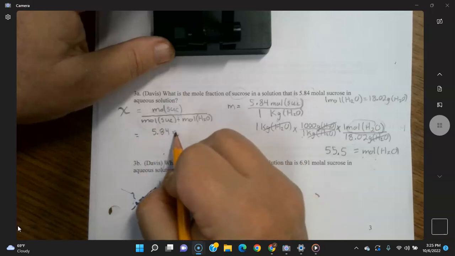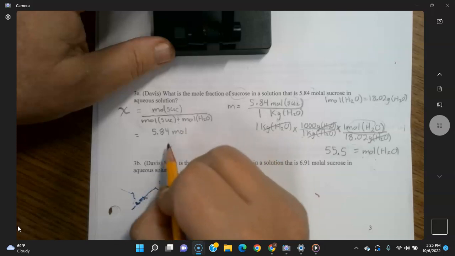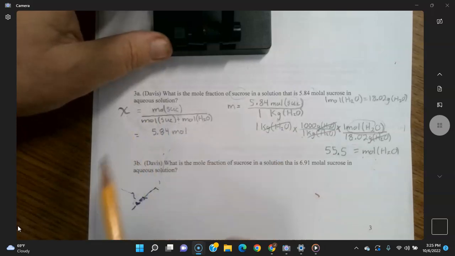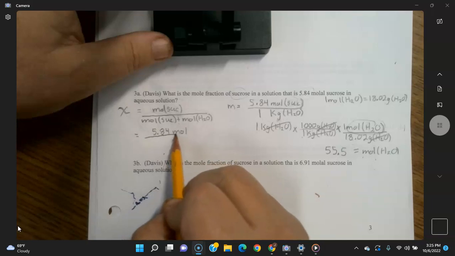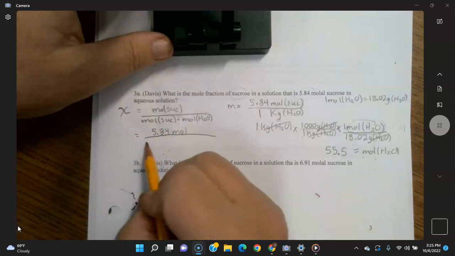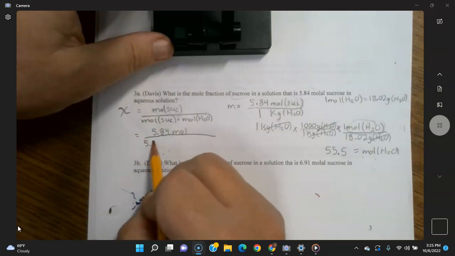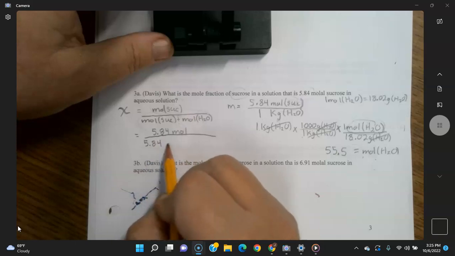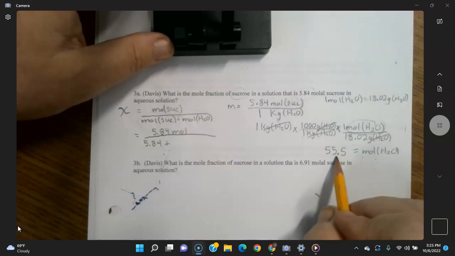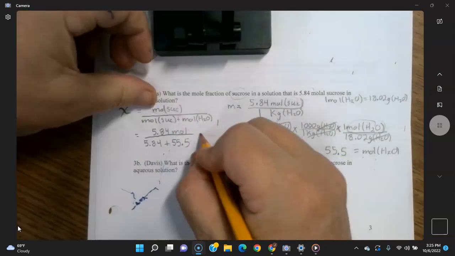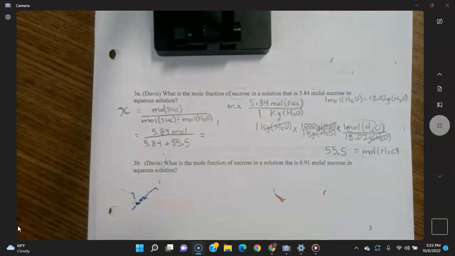And I'll just put moles, and they're all going to cancel out. So a mole fraction doesn't have any units. It doesn't have any dimension. So there's moles of sucrose on the bottom, and moles of H2O we just calculated. So let me show you how you do this calculation.